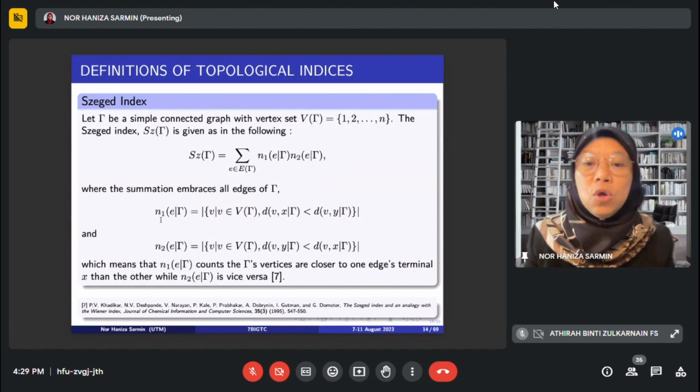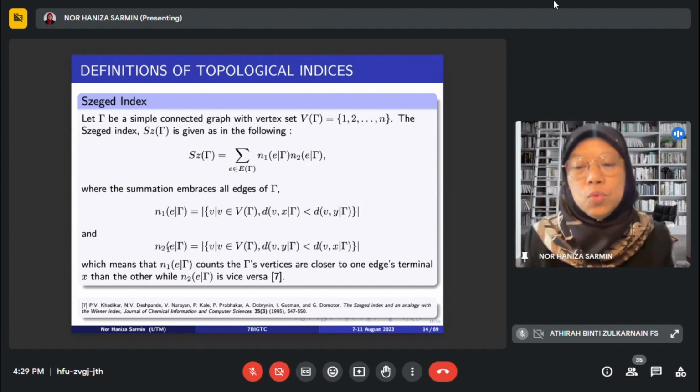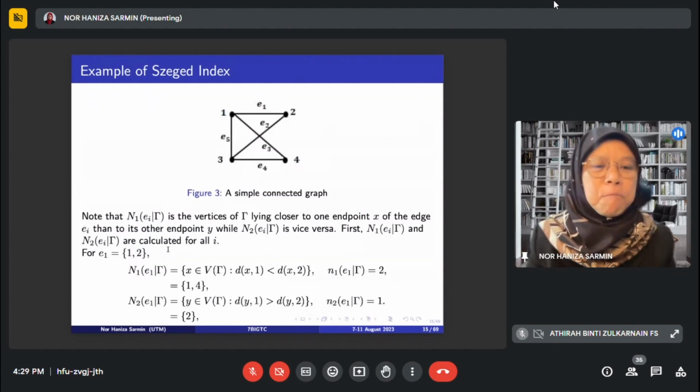So n1 is the number of all those vertices v for which the distance from v to x is less than the distance from v to y, if the edge is xy. And n2 is the other way around. So you only count the vertices that are closer to one edge's terminal than the other, and the other one is vice versa. Let me show an example for that.